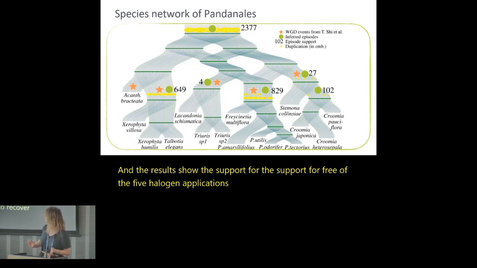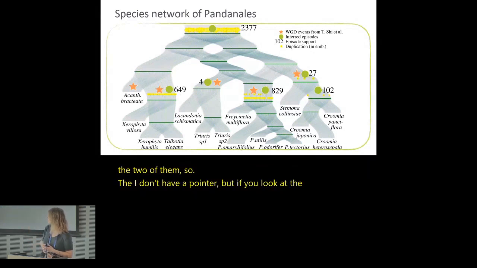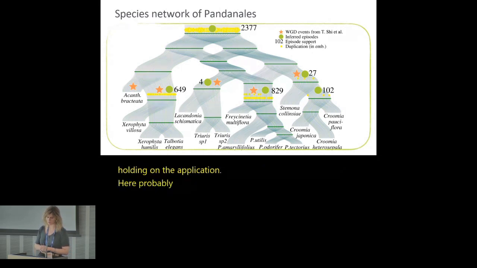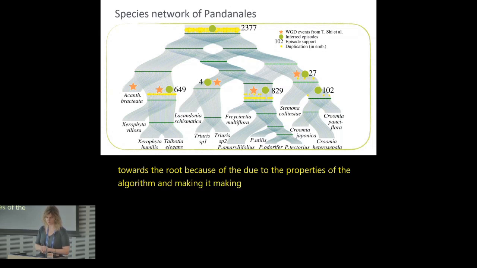So, I don't have a pointer, but if you look at the left of the drawing, you can see the unsupported whole genome duplication. Here, probably the duplications have been pushed towards the root due to the properties of the algorithm, making it impossible to recover the duplication signal.